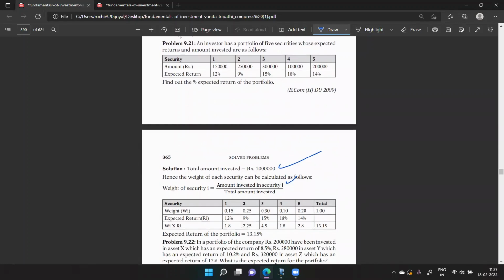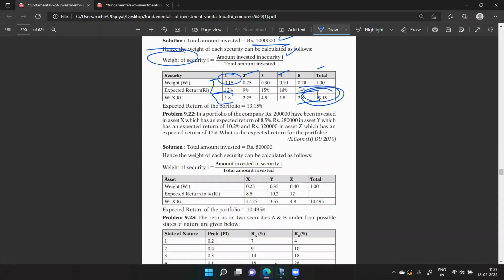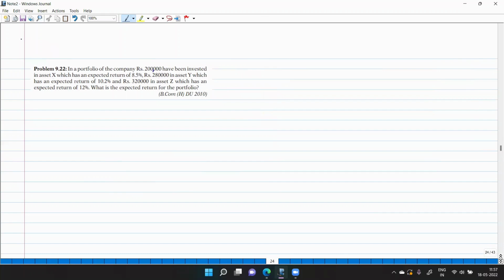तो इसने क्या किया, टोटल अमाउंट इन्वेस्टेड निकाल लिया. ठीक है, वेट्स निकाला. वेट्स कैसे निकाला, 1,50,000 डिवाइडेड बाय 10 लाख. ठीक है, 0.15 वेट्स आया, सिंपली मल्टीप्लाइड. ठीक है, and you got this. Let's move on to the 10th question.